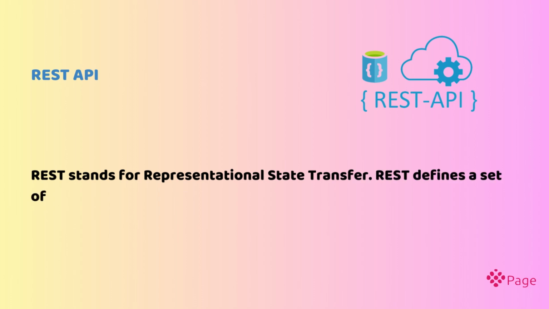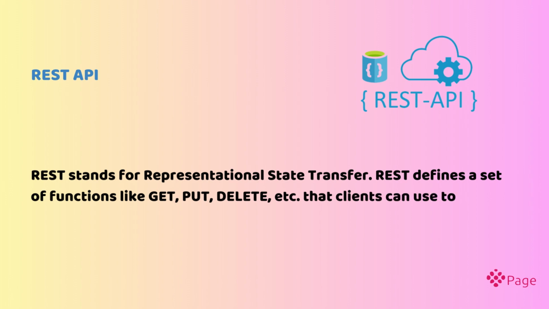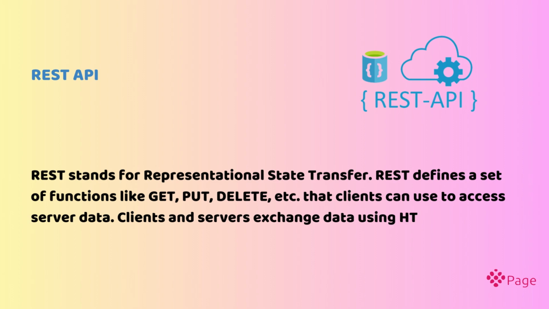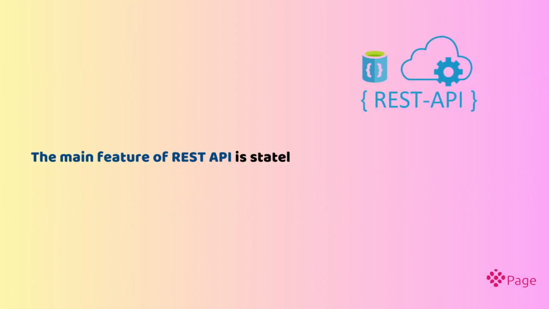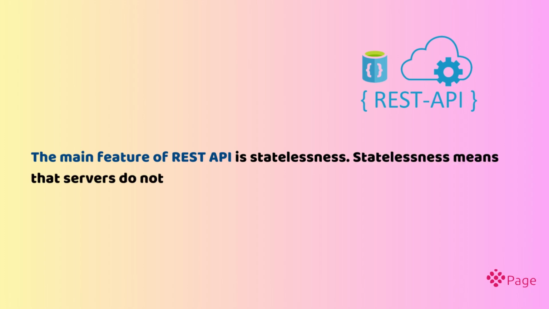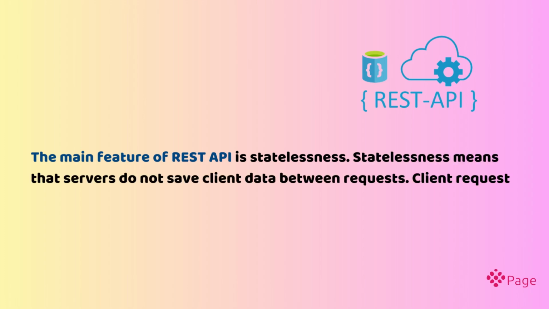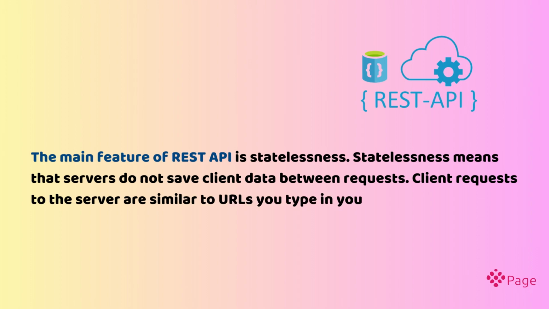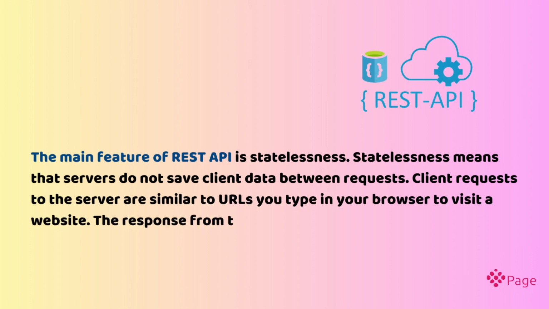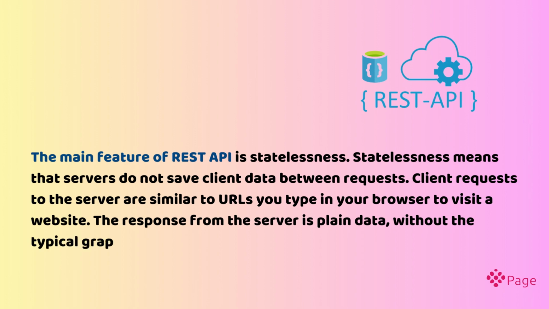REST defines a set of functions like get, put, delete, etc. that clients can use to access server data. Clients and servers exchange data using HTTP. The main feature of REST API is statelessness. Statelessness means that servers do not save client data between requests. Client requests to the server are similar to URLs you type in your browser to visit a website. The response from the server is plain data, without the typical graphical rendering of a web page.